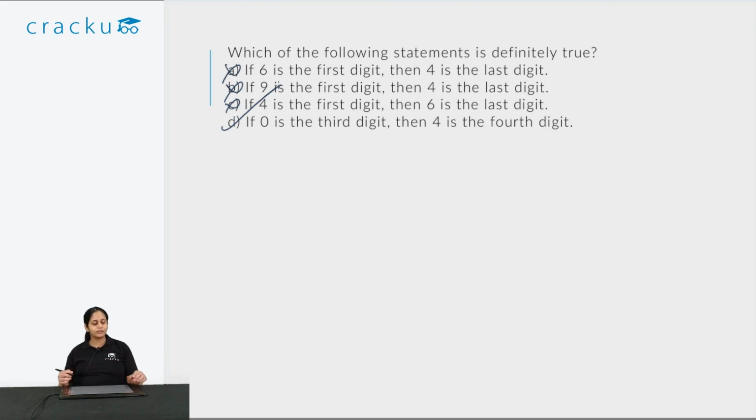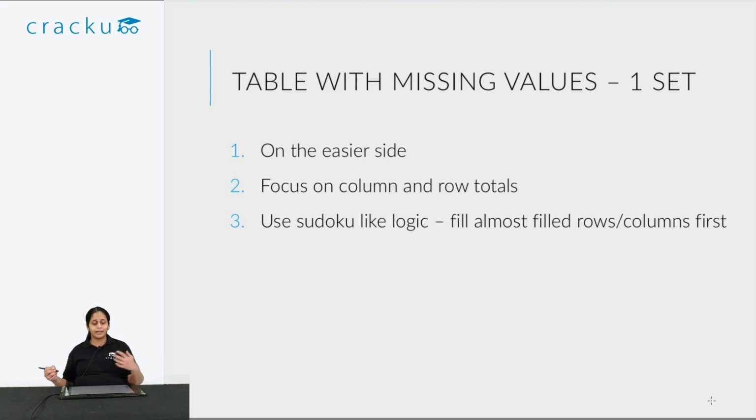So now let's go on to the next type of set that I expect to come. This is for DI. One of the things that I expect to see in CAT in DI is a lot of tables, specifically tables with missing values. I feel that this is a good mixture of DI and LR. It requires some amount of LR, some amount of DI, and that is the kind of DI sets we have actually seen in CAT in recent years. So expect this kind of a set to come in the actual CAT.